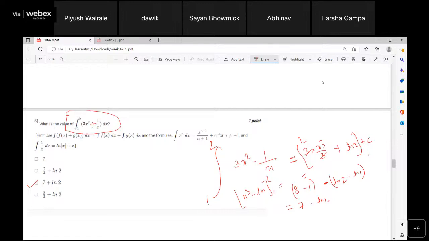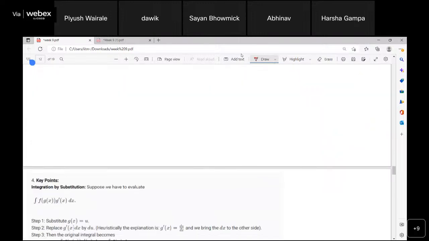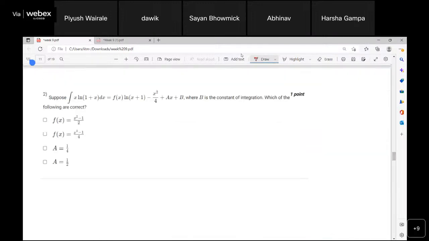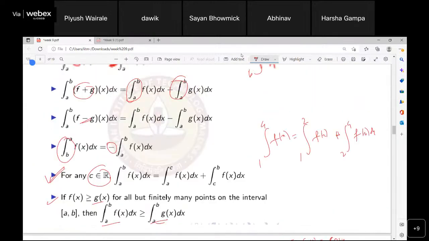Sorry. This is plus. So answer C is correct. Okay, any doubt? It is plus here. Sorry, I didn't find out. Okay, now it is correct, right? 7 plus ln of 2. Yes, sir. So this is how we evaluate a definite integral if we know the standard integral, right?